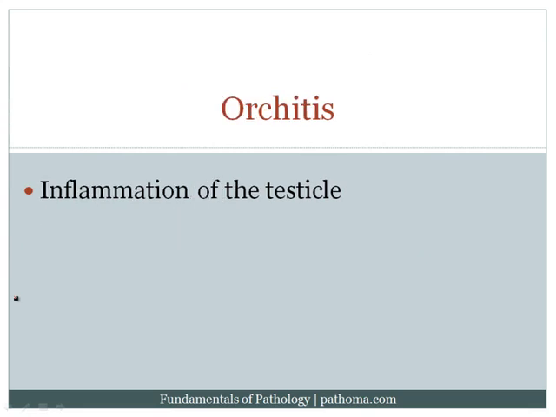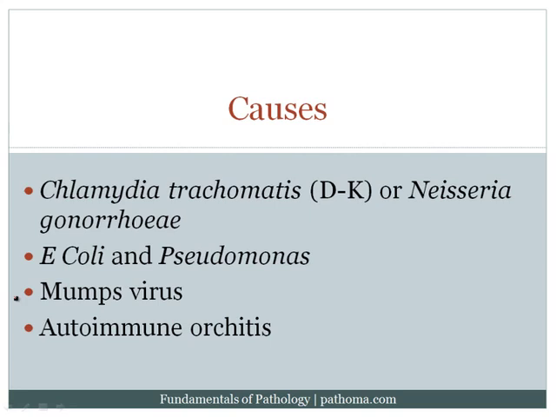Orchitis refers to inflammation of the testicle. It can classically be seen with chlamydia. So Chlamydia trachomatis, in particular serotypes D through K, can lead to orchitis. Again, sexually transmitted disease. Neisseria gonorrhoeae can also do it. E. coli and Pseudomonas would be seen in older adults. Basically, these are the urinary tract infection bugs that would normally be seen in older adults, and so they can also spread into the reproductive tract. And so basically, when you think about orchitis, you think about Chlamydia trachomatis, D through K, and Neisseria in younger sexually active adults, and then E. coli and Pseudomonas in older adults.